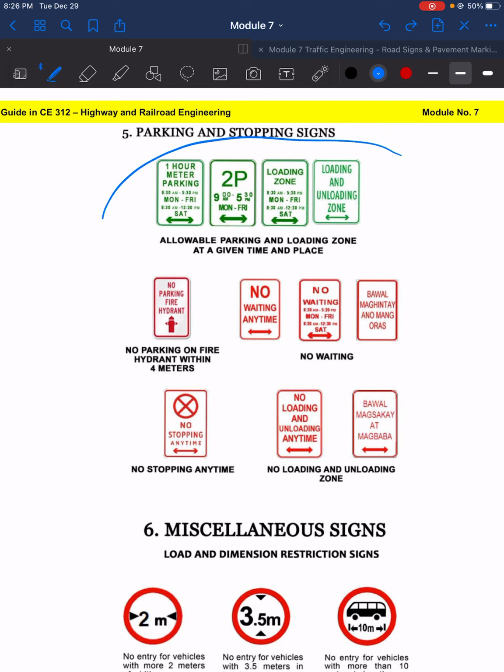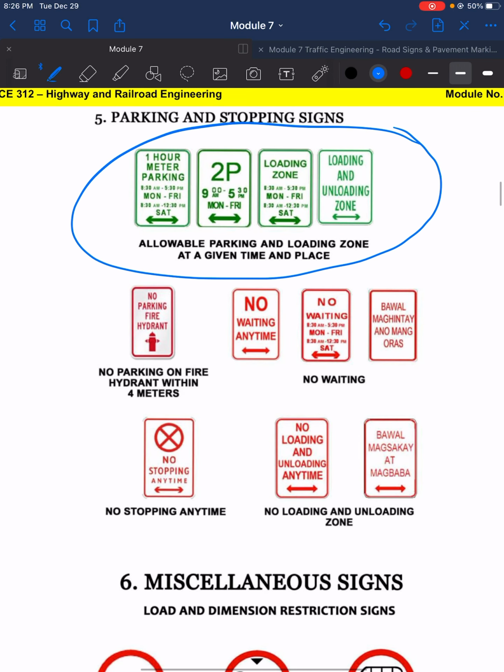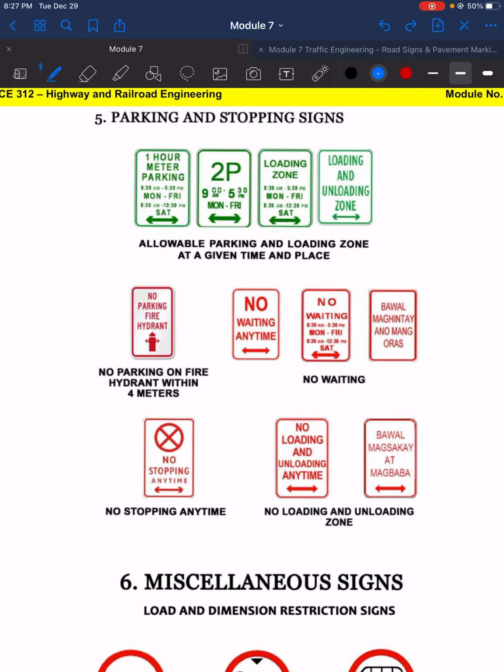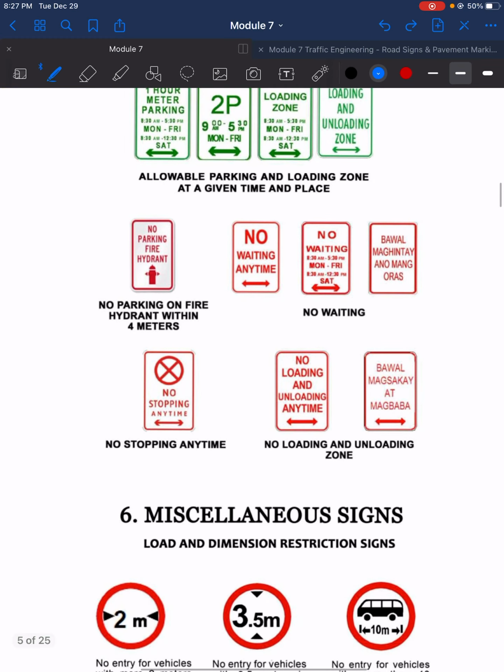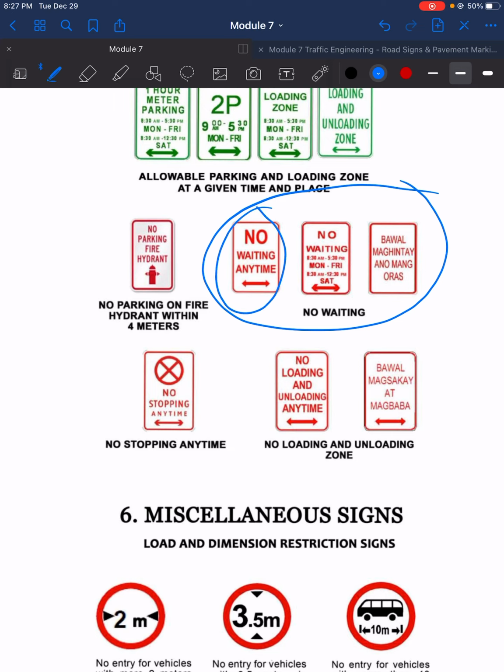So, allowable parking and loading zone at a given time and place. Kung mapapansin nyo, may nakalagay dyan na time and date dito sa part na to. Okay? So, acceptable pa rin. Standard pa rin yan. No parking on fire hydrant within 4 meters. No waiting. Ito, no waiting lang. Anytime. Pero dito naglalagay na ng schedule.